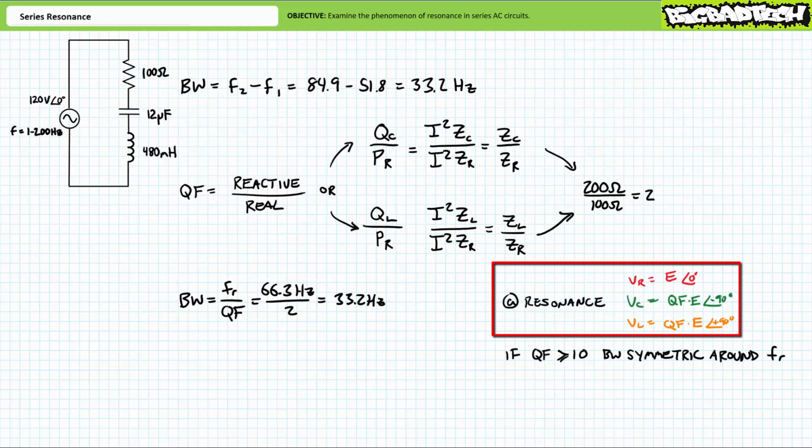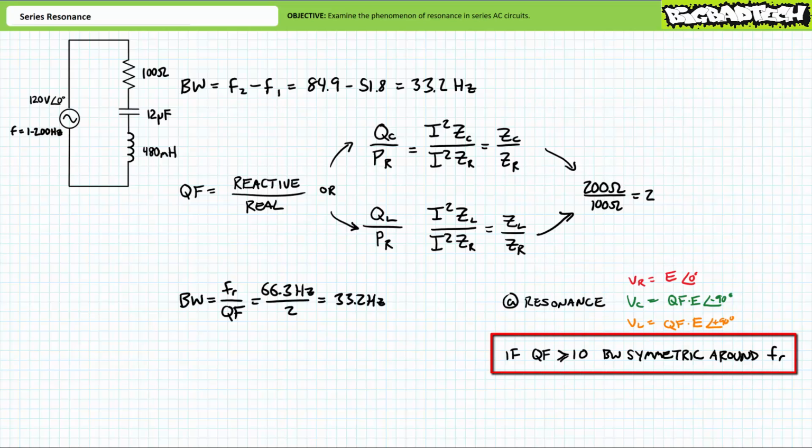Additionally, quality factor can also be used to quickly approximate the voltage across the reactive components at conditions of resonance, where voltage across the reactive components at conditions of resonance is equal to the quality factor times the supply voltage. For our original series circuit, quality factor of 2 times the source voltage of 120 volts yields 240 volts as we previously attained, again without all the heartbreaking labor.